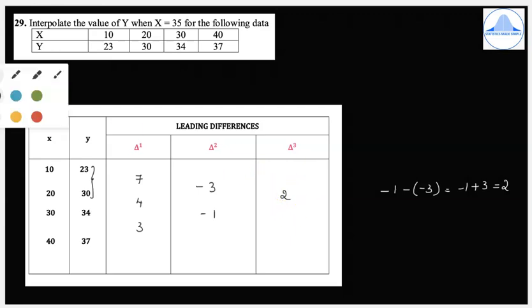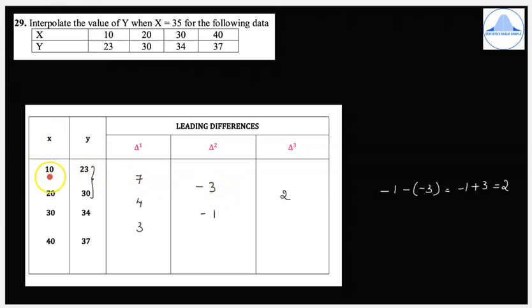The next important step is to mark the first values in each of these columns. The first value under the x column, that is 10, is x naught. Similarly, the first value under the y column, that is 23, is y naught. Then under the delta to the power 1 column, 7 is marked as delta naught to the power 1. Similarly, minus 3 is marked as delta naught square and 2 is marked as delta naught cubed.